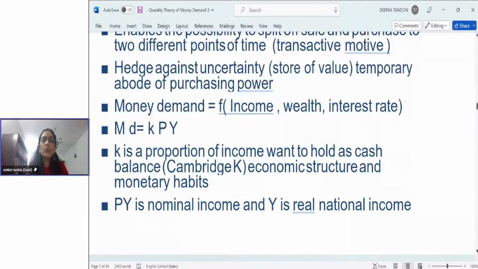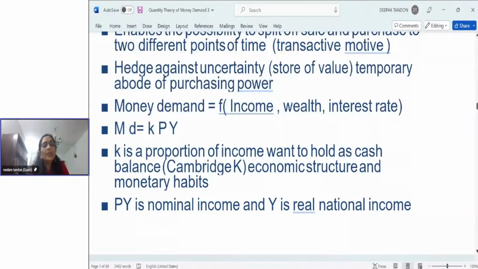So I hope the K proportion is clear. K is a proportion of income people want to hold as cash. So basically people create a balance in terms of how much cash to keep and how much they should go for saving or investing for the store of value.